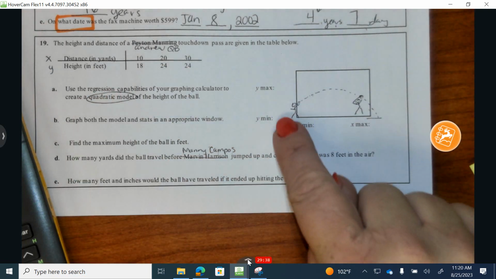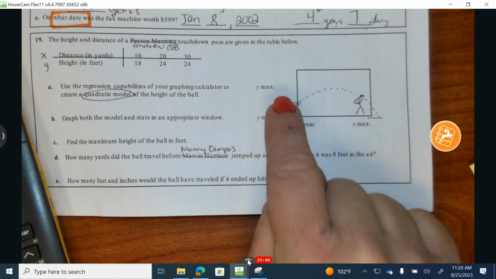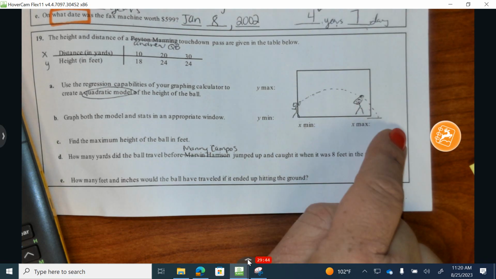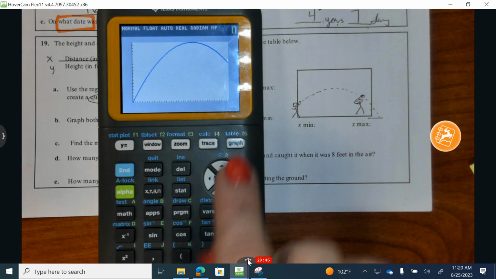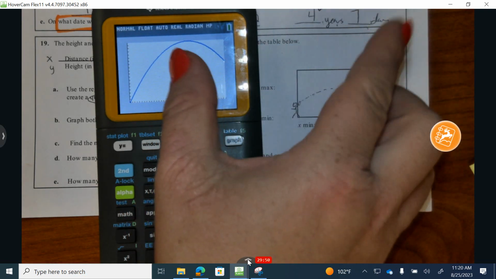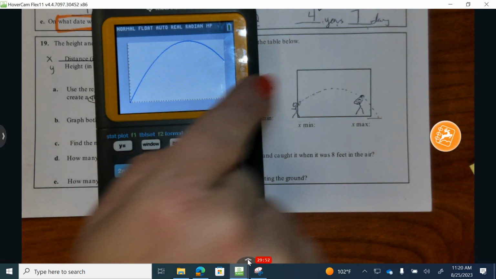I want to see the entire way. You know, Manny, he didn't time this right, and he tried to jump up to catch the ball, and the ball went right past him and hit the ground. So I need to see, where does the ball actually hit the ground? If this was an Apple phone, I would be able just to do this. I need to go out to the X's.